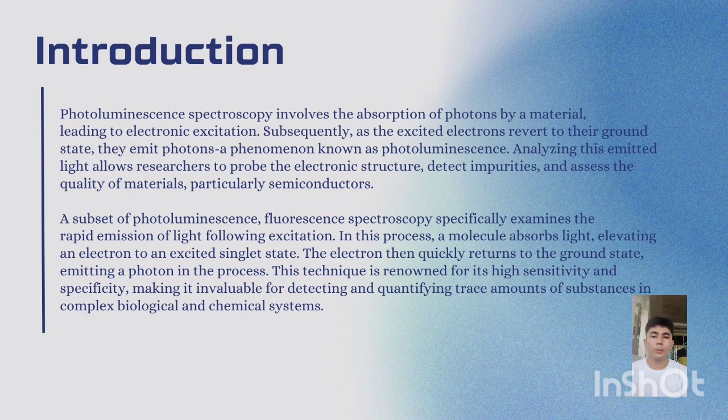The specific type of this technique is called fluorescence spectroscopy. This focuses on the immediate emission of light after a molecule absorbs it. When the molecule absorbs light, one of its electrons jumps into a higher energy level. It then quickly drops back to its original state or level, releasing light in the process. What makes this technique powerful is its high sensitivity and accuracy. It's commonly used to detect and measure very small amounts of substances in complex biological or chemical samples.